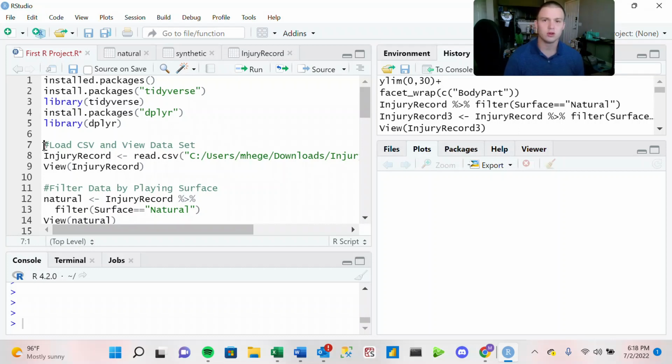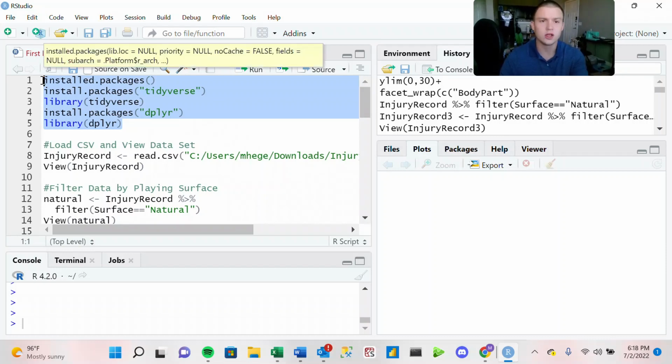In this video, we're looking at some of my source code from my work with RStudio, looking at injury analysis with NFL athletes. The first thing that we're going to do is install the necessary packages when we get started. So the first ones that I installed are going to be tidyverse and then dplyr.